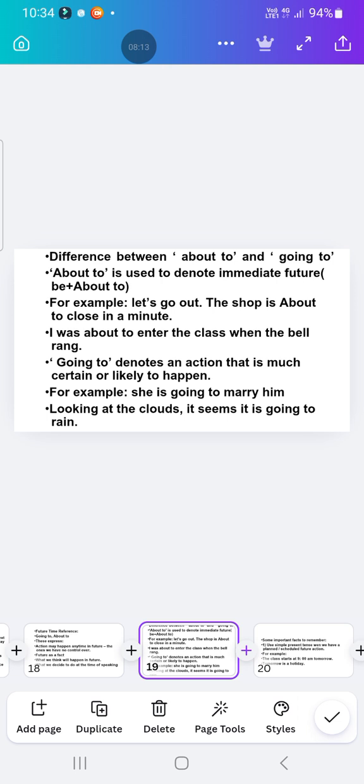Going to denotes an action that is much certain or likely to happen. For example, looking at the clouds, it seems it is going to rain. She is going to marry him.